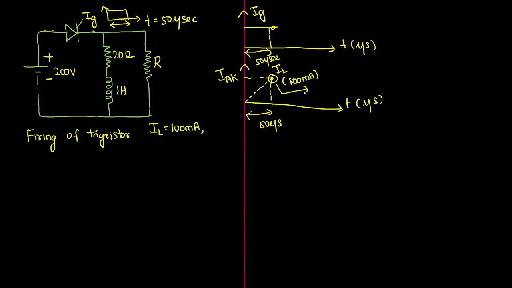This point is called firing of thyristor. Firing means what? We are turning on. That is, the thyristor will be turned on. This is called firing. At this point, the thyristor will completely turn on.